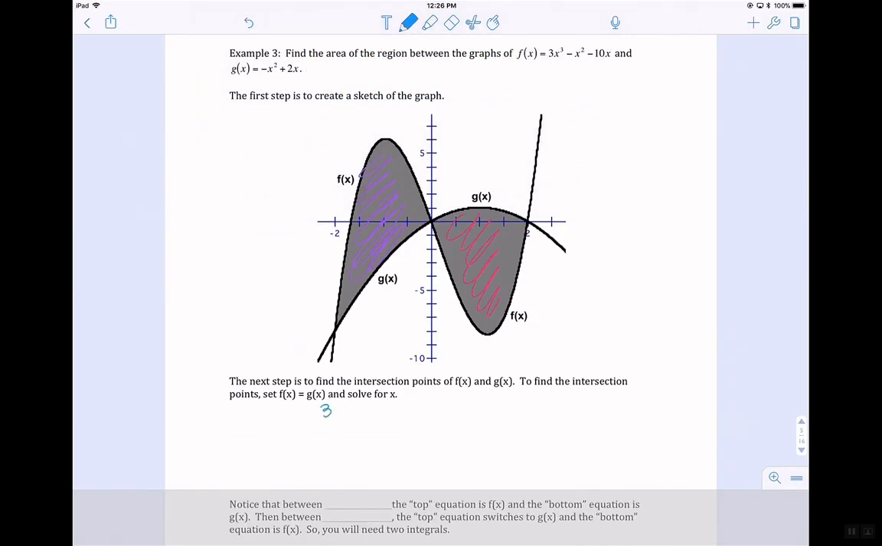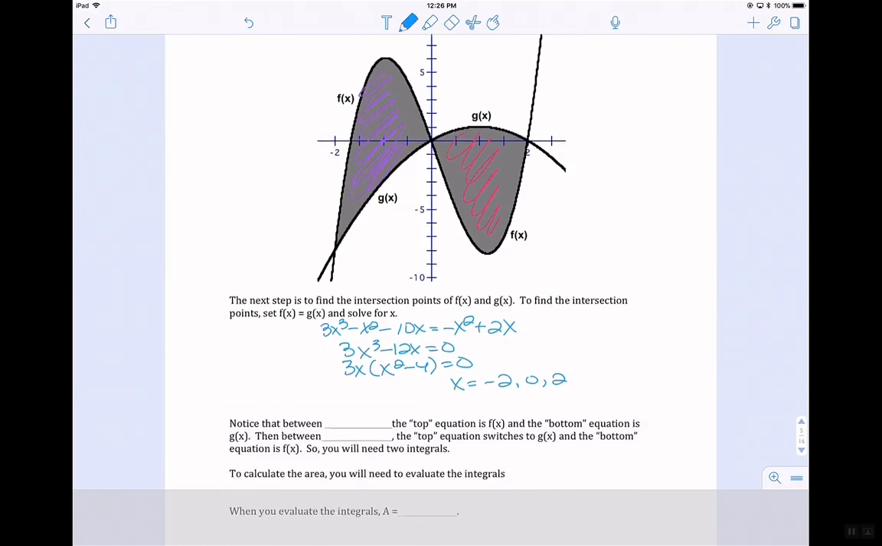So I set it equal to each other, 3x cubed minus x squared minus 10x. If I'm letting you use a calculator, you are more than welcome to do this using your graphing calculator instead of by hand, and you would still receive credit. So I move everything to one side, so I get 3x cubed minus 12x is equal to 0. So factor out a 3x, and I'm left with x squared minus 4 equal to 0. So x is negative 2, 0, and 2.